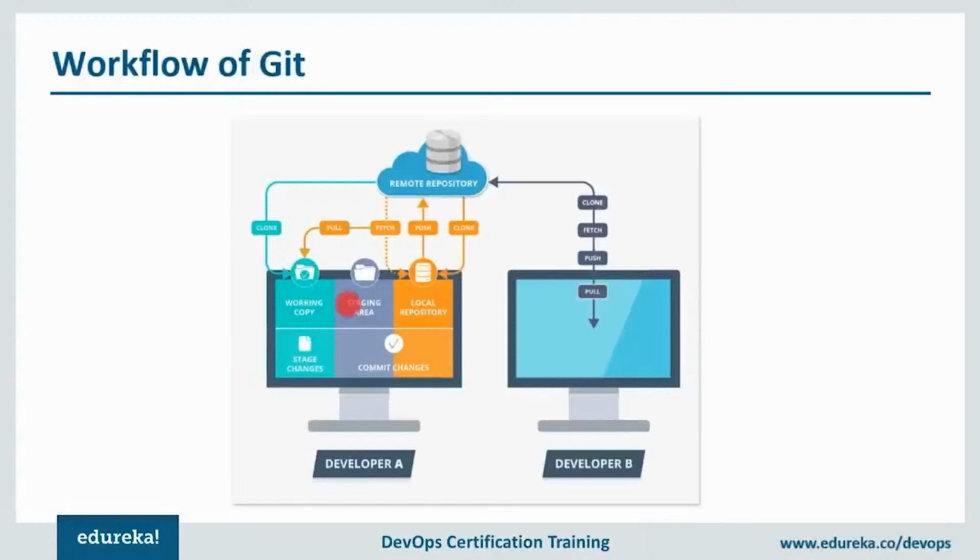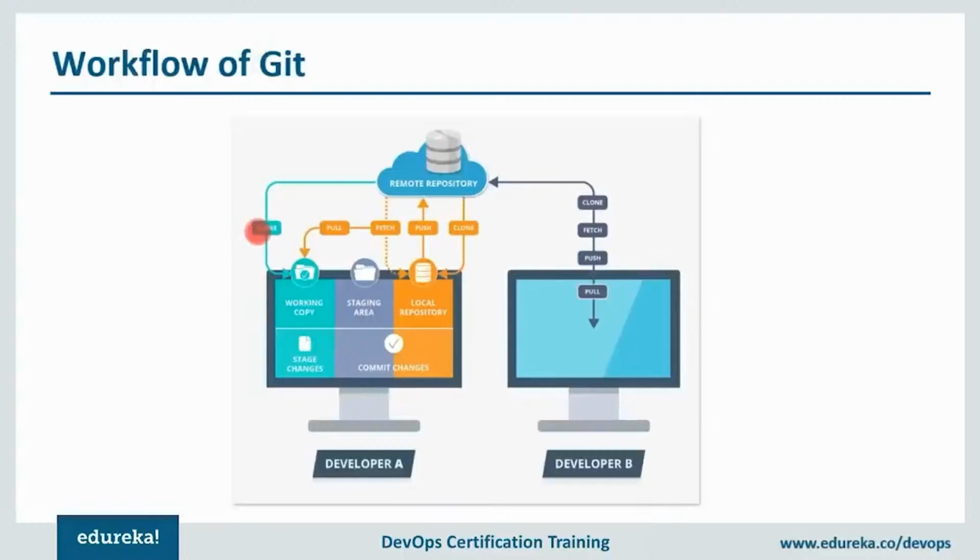Next, we have the staging area. So the staging area is a place where all the modified files marked to be committed are placed. So basically, once you make the changes and then you want to commit these changes, before committing, you put them into the staging area. So basically, you can visualize this place as the place between the working copy and the local repository. Now, coming to the commands used to perform these actions in Git, the clone command creates a copy of an existing remote repository inside the local repository.